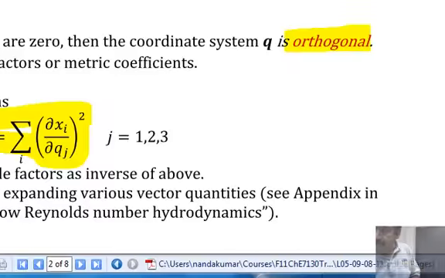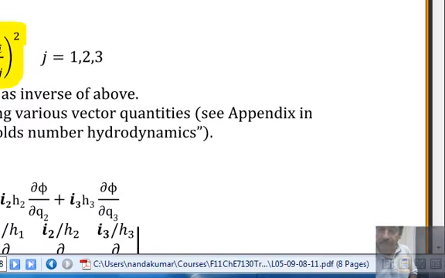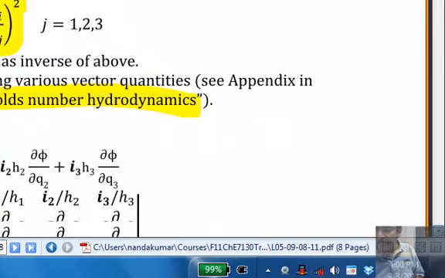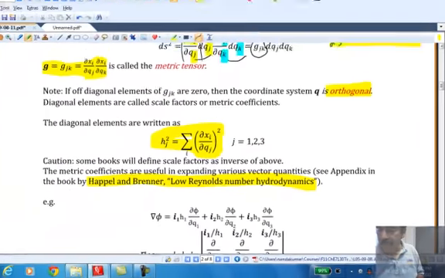Now, an excellent exposition of this is given in the book by Happel and Brenner. If you want to learn more about orthogonal curvilinear coordinates, there is an appendix A that is probably 50 pages long, and he gives you the expansion for every coordinate system that you can think of. That's where I learned curvilinear coordinates. He's a chemical engineer. These guys are chemical engineers, and the book is on low Reynolds number dynamics. But the appendix deals only with this curvilinear coordinate system.